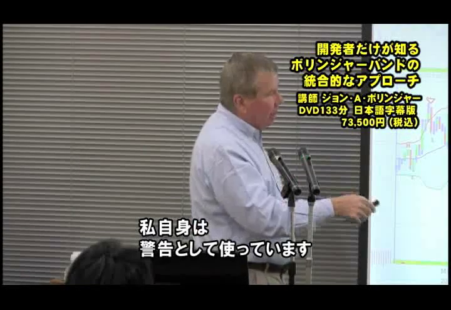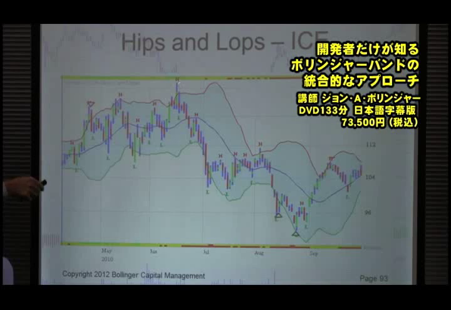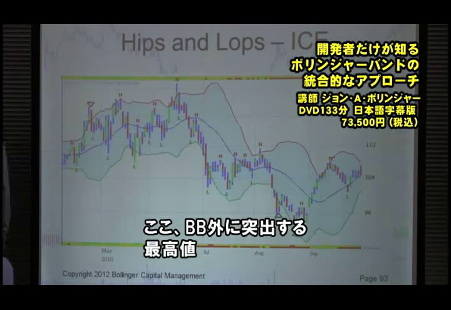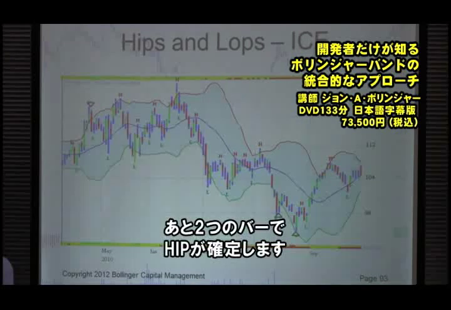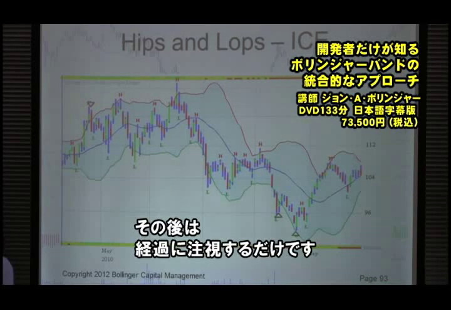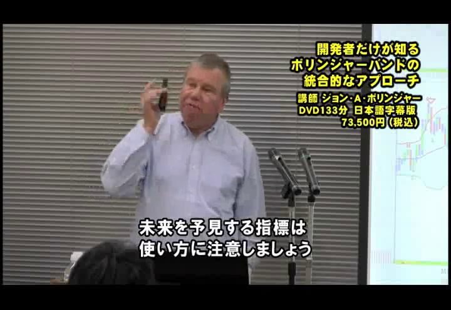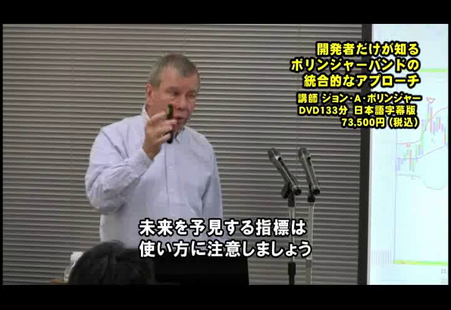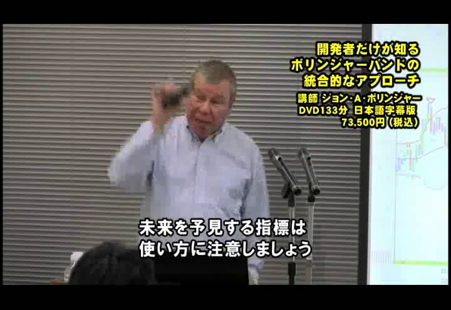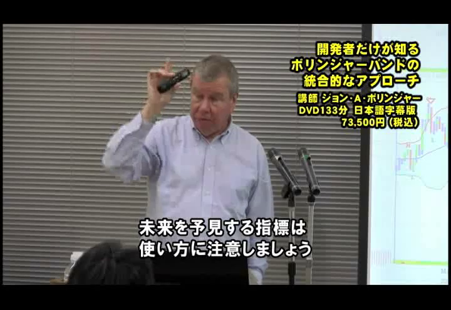When I see this, I go, wow, that potentially is a hip. In 2 periods, I will know that it is a hip. So I put it on a watch list, and I wait for it to happen. You must be very, very careful when you use indicators like this that peek into the future. Very careful.